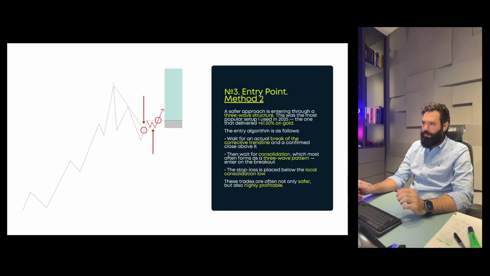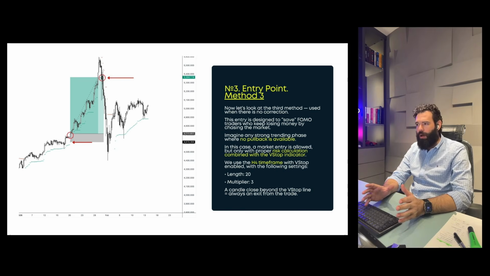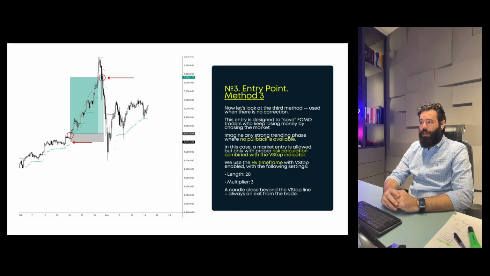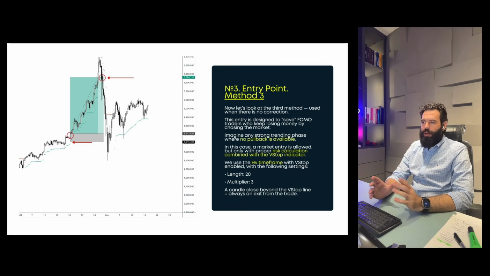other similar scenarios. The third method, friends, is for you if you're a gambler, if you're a FOMO enthusiast, and you didn't wait for a correction. In other words, you see the market rising right here and now, and there are no corrective moves forming for entry, so we'll look at the third method. It allows for any market entry at any moment, provided the stop is set correctly.